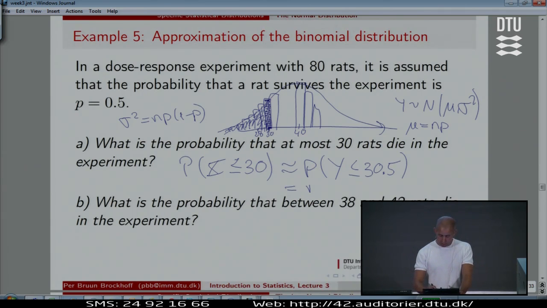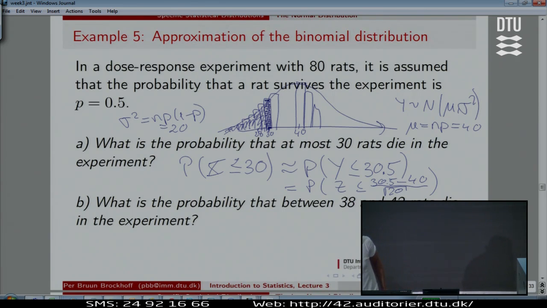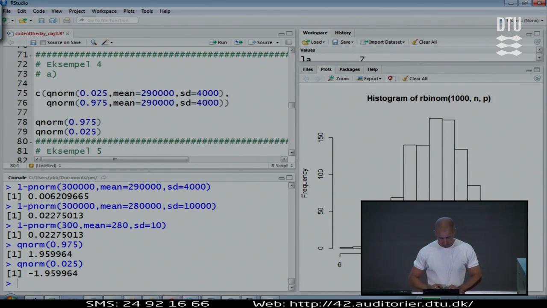Then we could go on and we could standardize this, and that would be the same as taking 30.5 minus the mean, np, that would be 40 in this case. np times 1 minus p, that's 20. We divide by 20 as the variance, so the standard deviation is square root 20. And then we compute this number, minus 2.12.